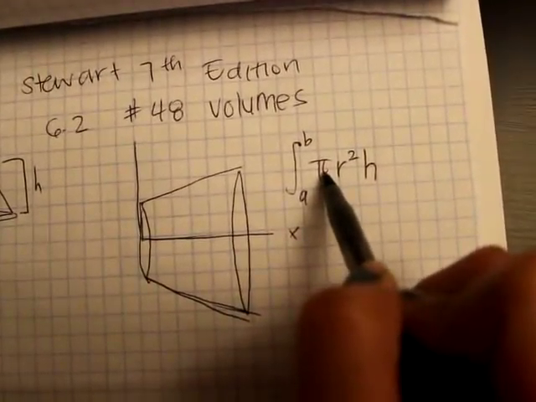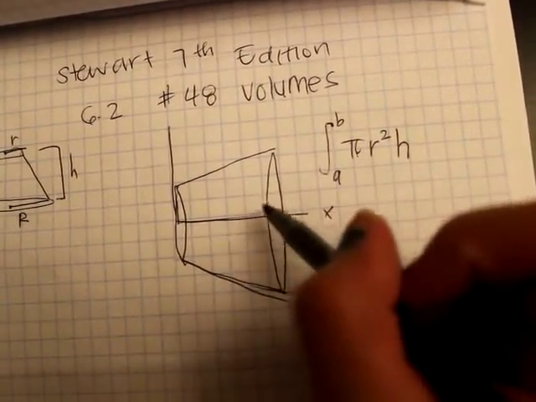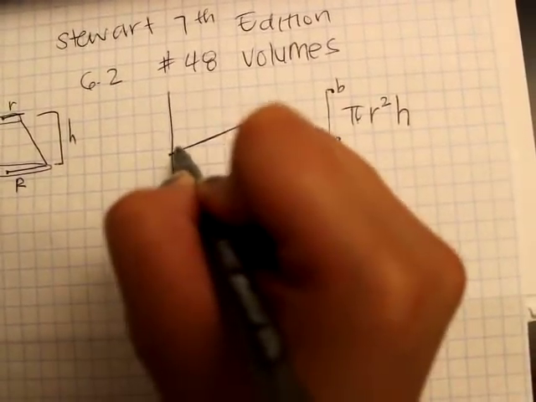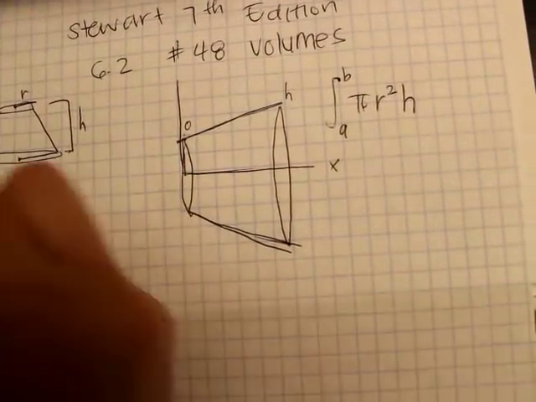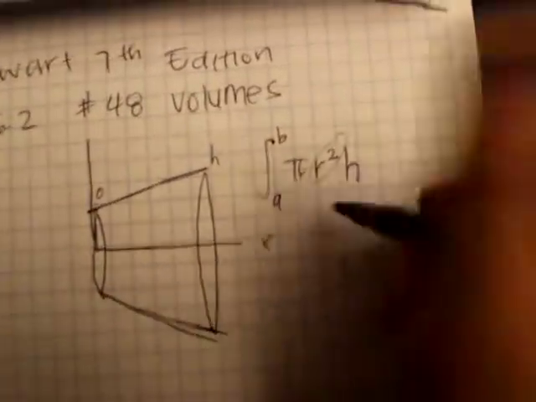Now we have to find the bounds of this frustum. So let's look at this line. It's at the point 0 to h because of its height, starting from 0 to h. So we have the integral from 0 to h of pi r squared. R squared in this case would be a function.